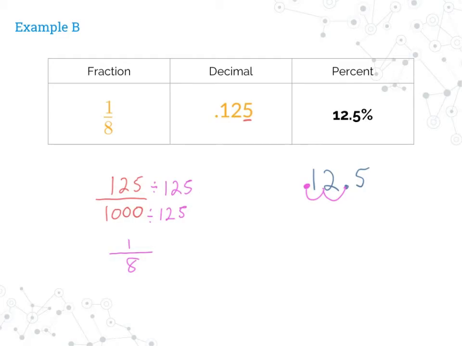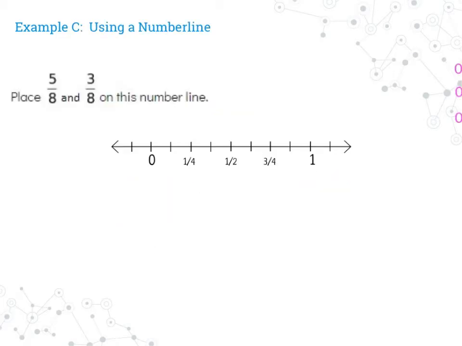Let's take a look at example C. Here we are in example C, and it says, using this number line, we're going to place 5/8 and 3/8 on this number line below. So I'm looking at my number line and I see that it's marked with fourths, which is not super helpful because they gave us numbers that are eighths, but it's actually not that bad.